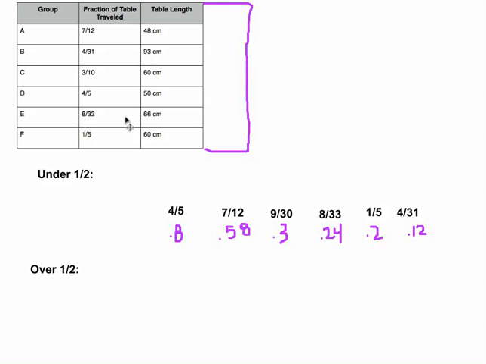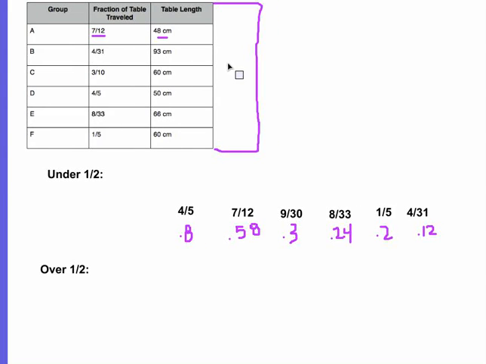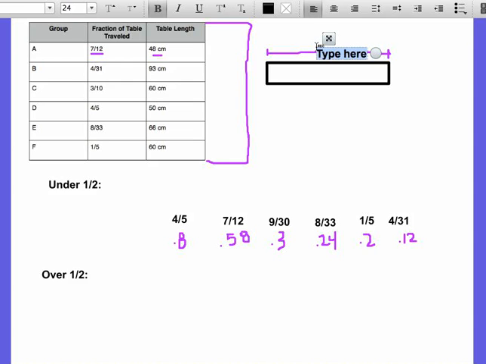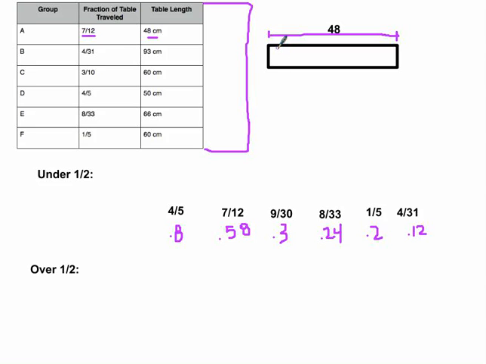So the worm traveled, in this case, 7/12 of the table, and the table was 48 centimeters. So I can make a tape diagram for this. That's one strategy I could use. In this case, the whole table was 48 centimeters, so I would label this 48. And it traveled 7/12, so I would now have to divide this up into 12 parts.